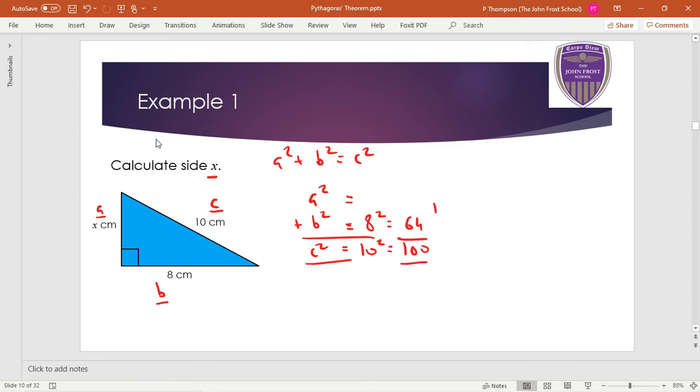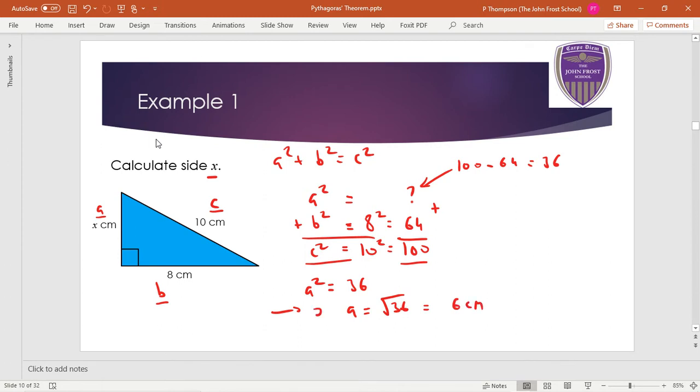Remember, something plus 64 is 100. You can either count on, or use a calculator, or do it in your head: 100 take away 64 gives you 36. So we know that a squared is 36. As usual, we want to find a, so the root of 36 would be 6 centimeters.